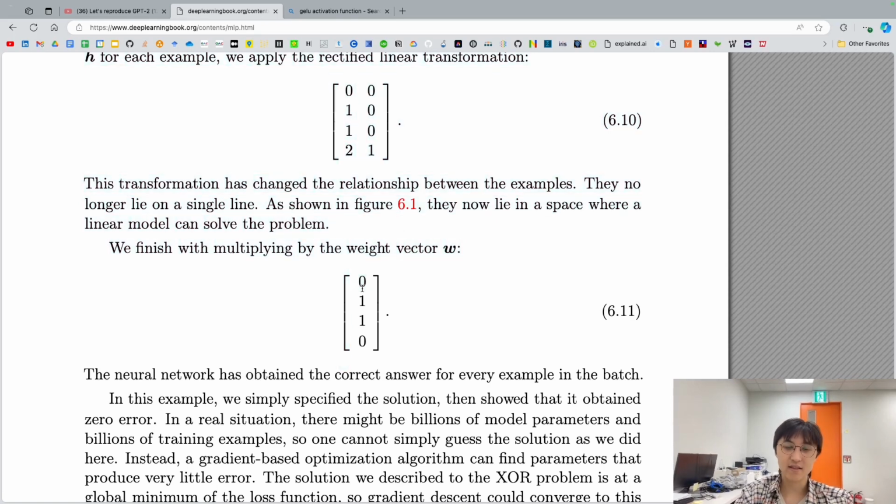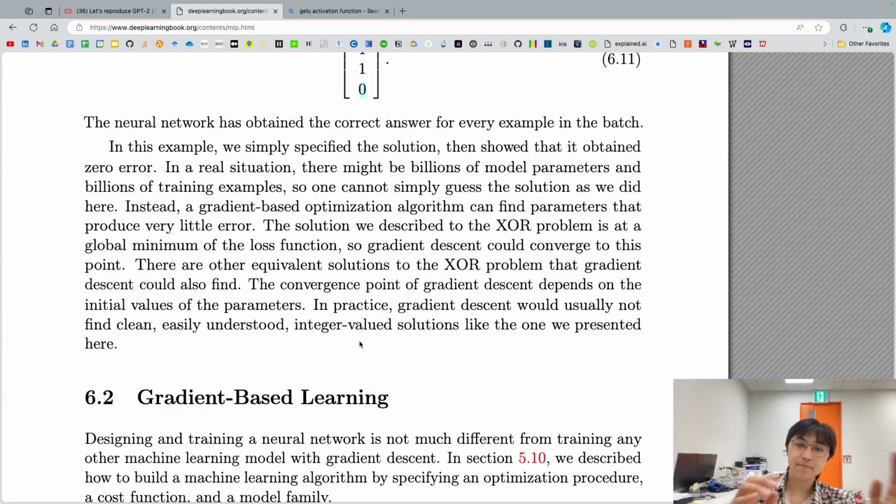And this output is indeed the correct output. Because in the first case it was 0, 0, it should give us what? 0. In the second case it was 0, 1, it should give us 1. In the third case it should also give us 1, and in the fourth one we should receive 0. And indeed it is working. And in such a way, by introducing a simple activation function, and by introducing another layer, one more layer, we have solved this exclusive OR problem. And this was the end of the first winter in artificial intelligence.